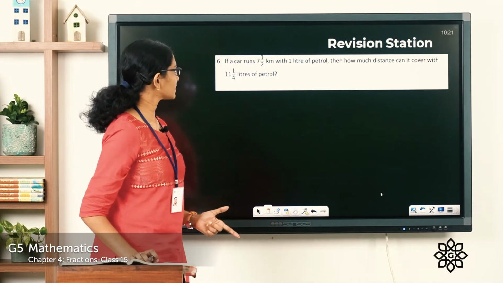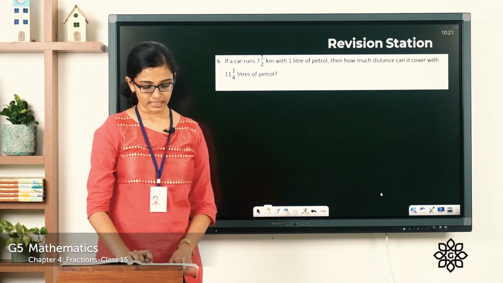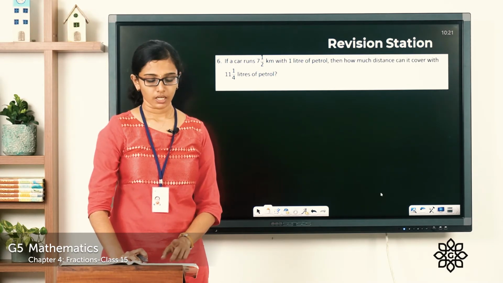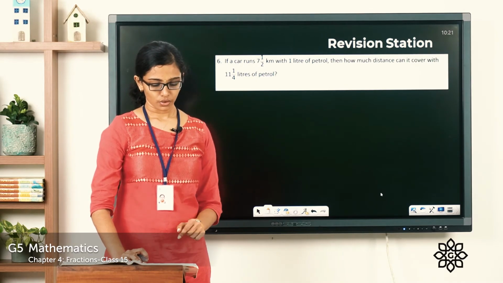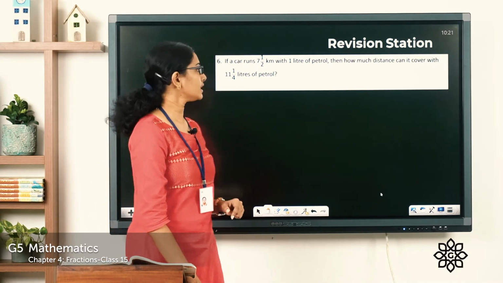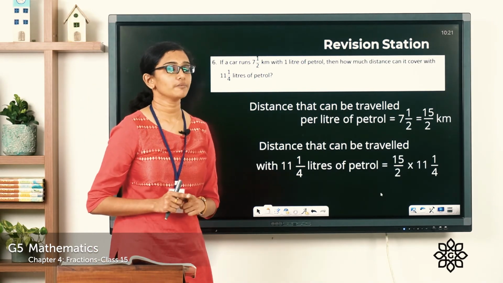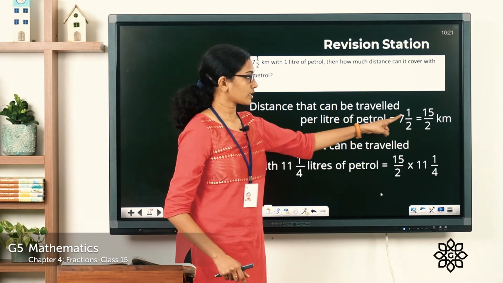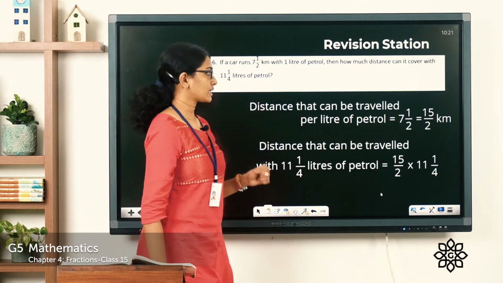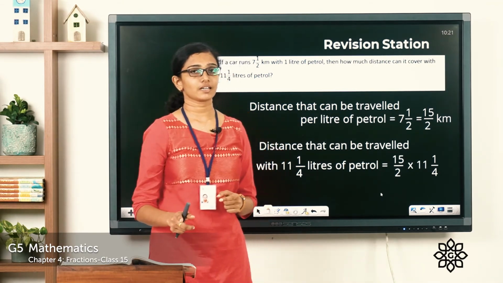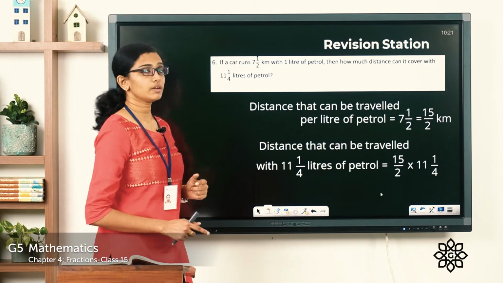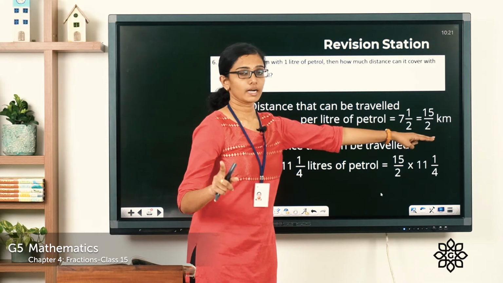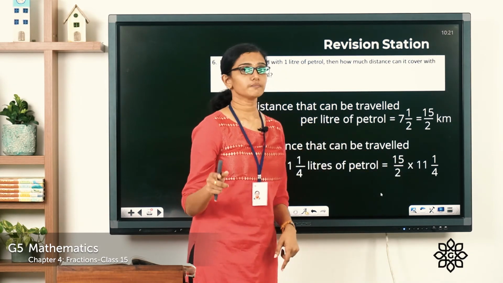Now the sixth question, if a car runs 7 1 by 2 kilometers with 1 liter of petrol, then how much distance can it cover with 11 1 by 4 liters of petrol? So how much distance will the car travel with 1 liter? The distance that can be traveled per liter of petrol is equal to 7 1 by 2 kilometers, which is equal to 7 into 2, 14, plus 1, 15 by 2 kilometers. And we are asked to find out the distance that can be traveled with 11 1 by 4 liters. How can we find that? Just multiply the distance that can be traveled with 1 liter into the total amount of petrol we have.